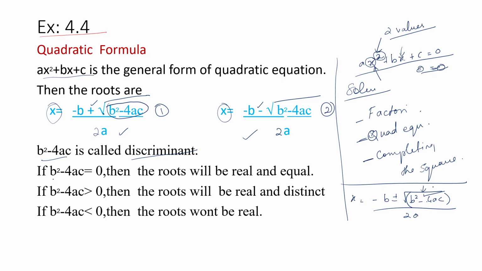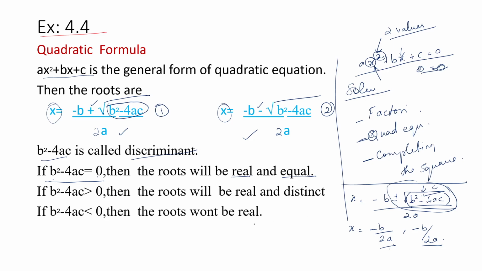Suppose this value becomes 0. What will be the value of x? Minus b by 2a. One root will be minus b by 2a and the other will also be minus b by 2a. So if the discriminant, b square minus 4ac, becomes 0, the root of 0 is 0, so that whole term vanishes and minus b by 2a remains. Both the values are the same. So if it is 0, then the roots will be real and equal.